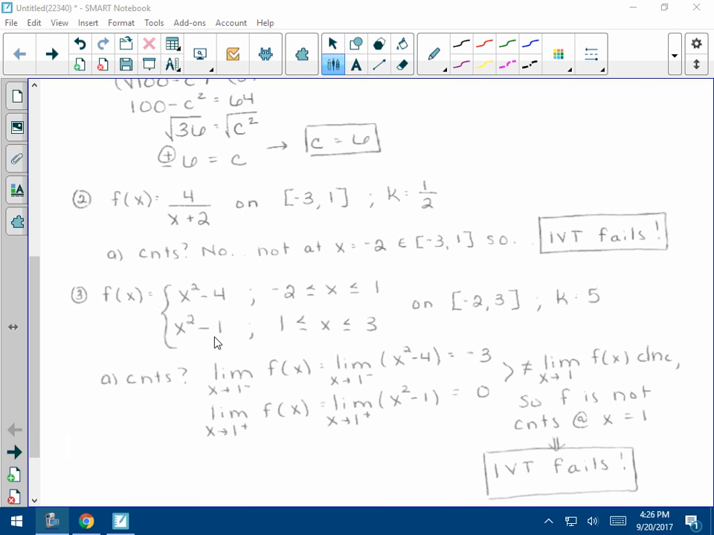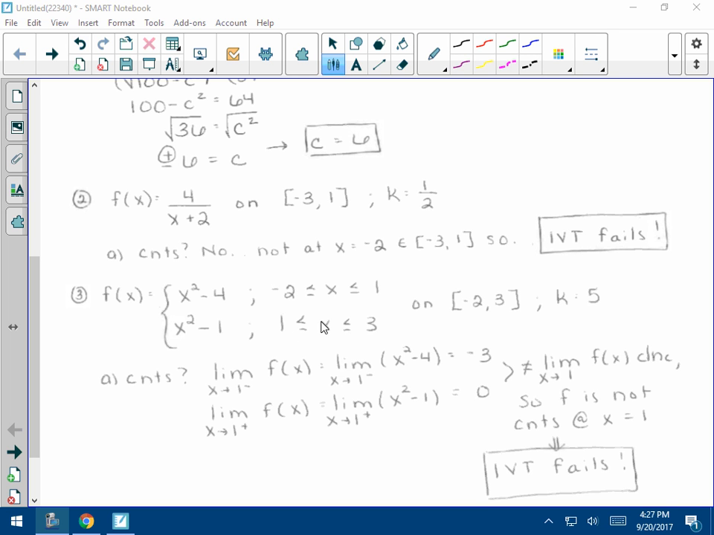How about a piecewise function on the interval negative 2 to 3, where k equals 5? Is it continuous? Well, we've got to check. Individually, these are both continuous. The problem's going to occur where they break apart at 1. So the limit at 1 from the left, does that equal the limit at 1 from the right? Well, for the limit at 1 from the left, I'd be using the top equation. If I plug 1 into x squared minus 4, we get 1 squared minus 4 is negative 3.